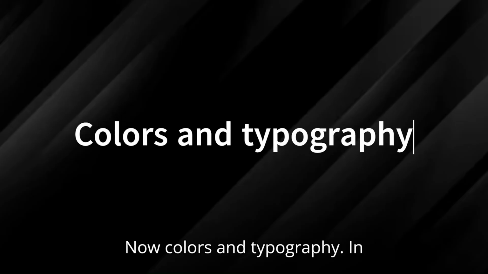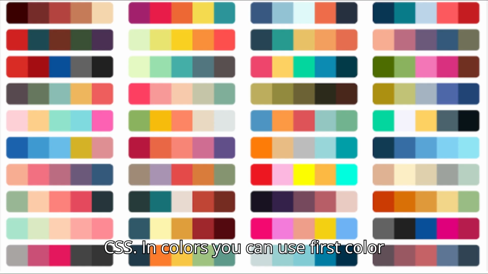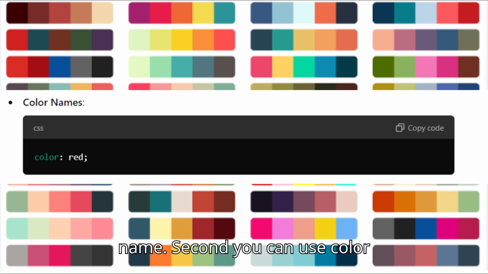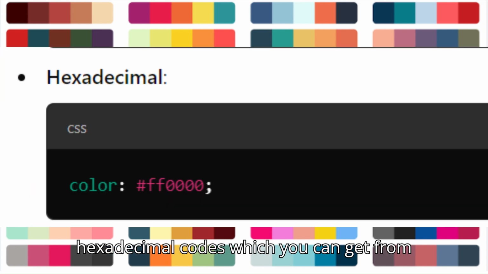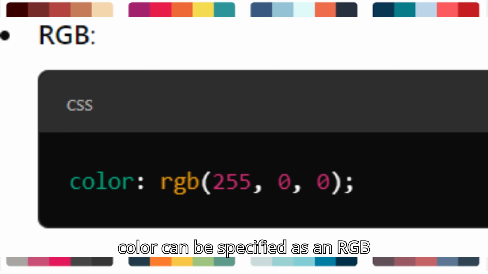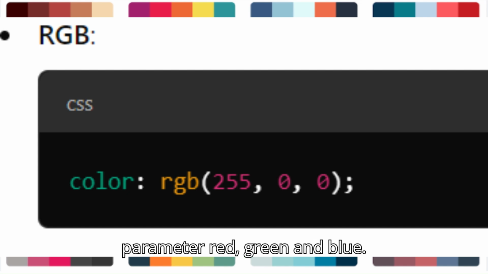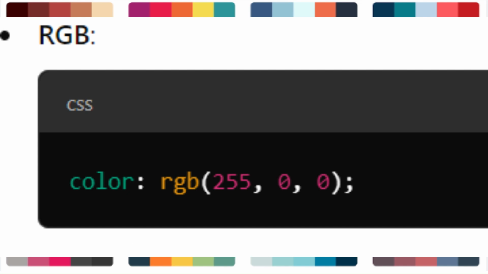Now colors and typography in CSS. In colors you can use, first, color names. Second, you can use color hexadecimal codes, which you can get from a Google search. Third, you can use the RGB formula in CSS. A color can be specified as an RGB value using this formula: RGB(red, green, blue). Each parameter, red, green, and blue, defines the intensity of the color between 0 and 255.